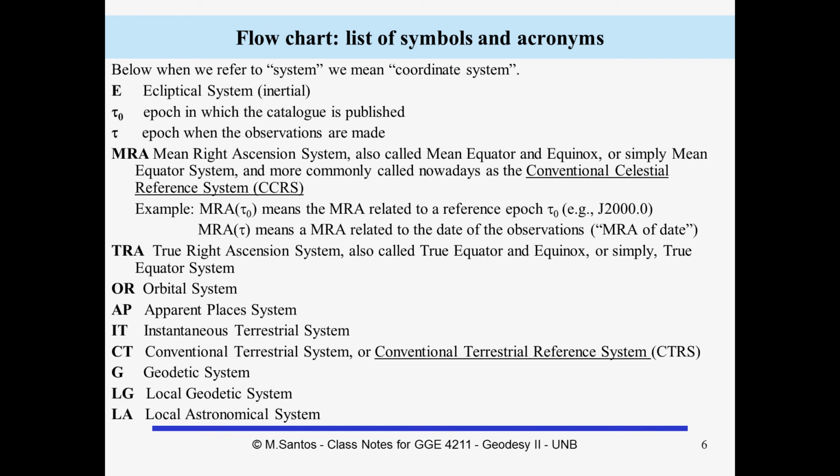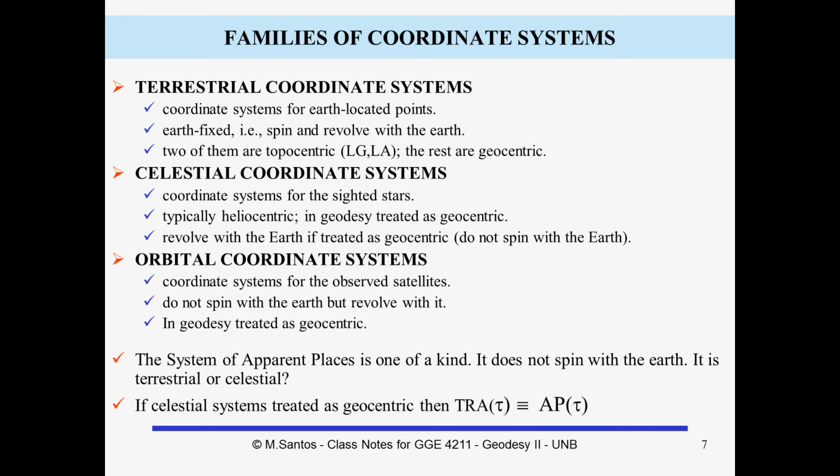Okay, so the next slide is basically a text that pertains to the previous one, because it talks about the characteristics of each one of these families of coordinate systems, the terrestrial coordinate systems, and what they're good for. There are coordinate systems for the positioning of Earth located points. It is fixed to the Earth, so it spins and revolves around the Sun with the Earth, and two of them are topocentric, the local geodetic and local astronomic. All the rest are geocentric. Topocentric means the origin is at the topos, or the surface of the Earth, exactly at the observation point.